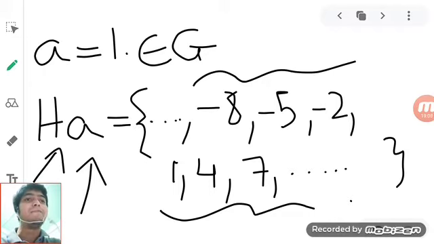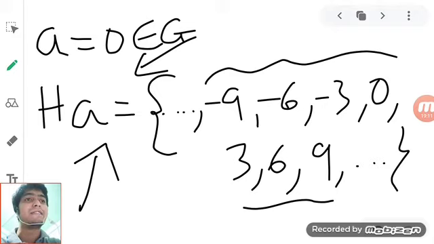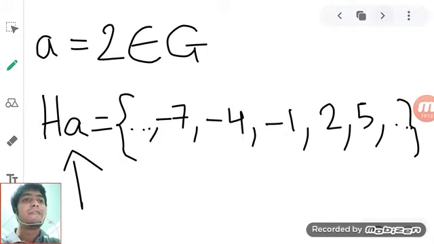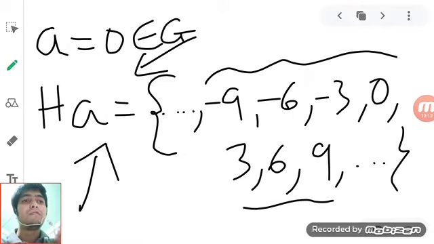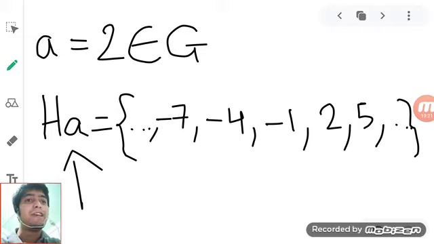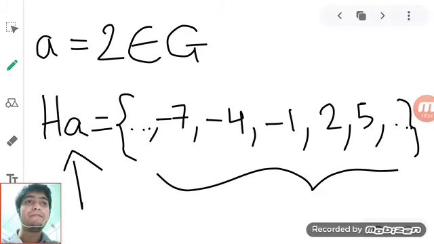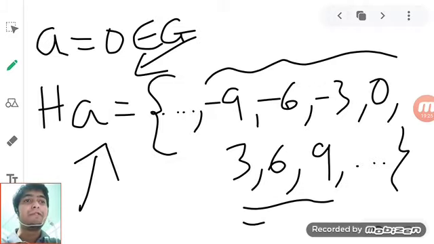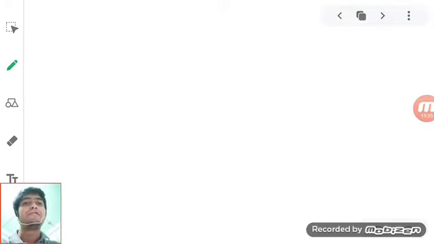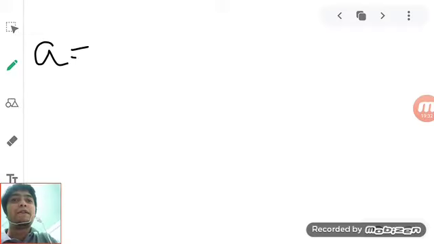Again, the numbers are different, so no, we are still having different cosets. Again, when A equal to 2 and when A equal to 0, the numbers are still different. You can just see, when A equal to 2, you are getting these numbers. When A equal to 0, you are getting these numbers. So we are still having different cosets. So what will we do? We will put A equal to 3.